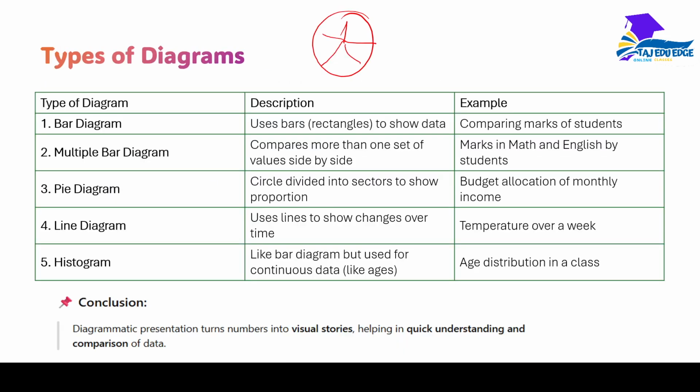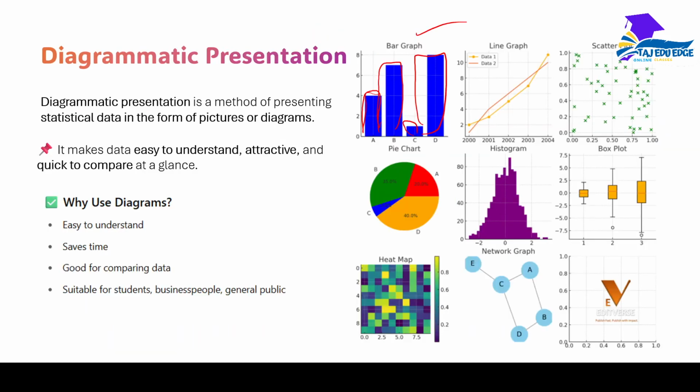So I hope you have understood the bar diagram, multiple bar diagram, pie diagram, and now the line diagram. It uses lines to show data. Let's say the share market prices, the gold prices, how they are changing year by year. For that kind of data we can use lines connecting the points to see whether the prices are increasing, whether they are decreasing, whether there are variations in the prices. Like that we can check it with the help of a line diagram.